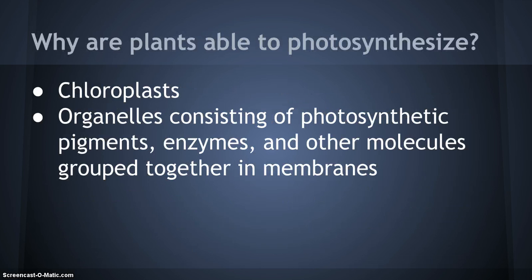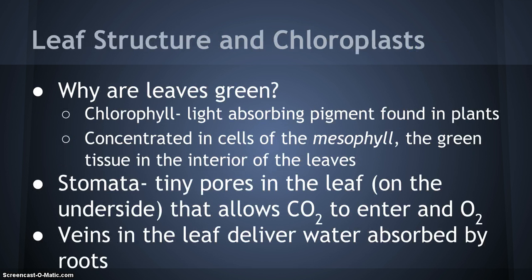So why are plants able to photosynthesize? Well, they have chloroplasts. Remember, chloroplasts are organelles consisting of photosynthetic pigments, enzymes, and other molecules grouped together in membranes. That means that we're using this chloroplast. It has the pigment of chlorophyll and other molecules which help it. So, leaf structure and chloroplast. Why are leaves green? Leaves are green because of our chlorophyll, which is the light-absorbing pigment found in plants to be used in photosynthesis.